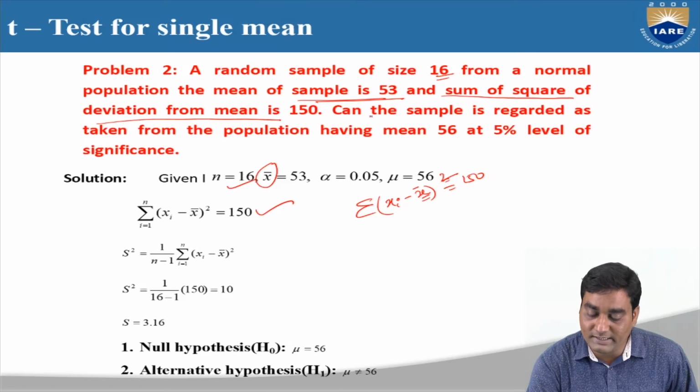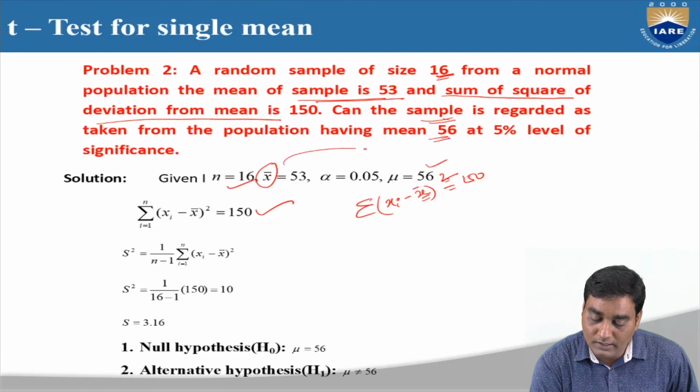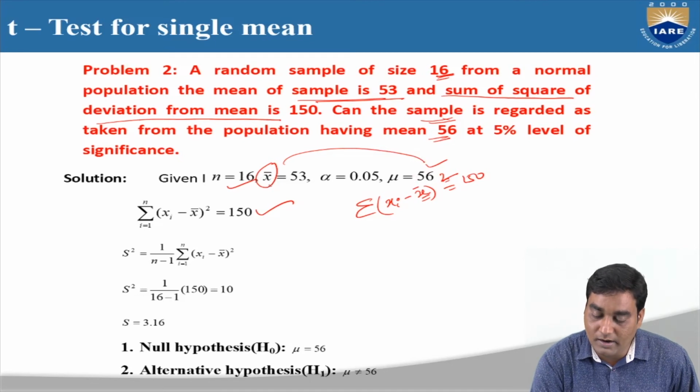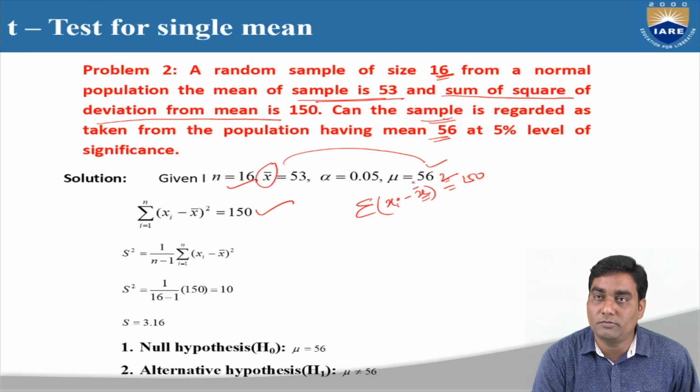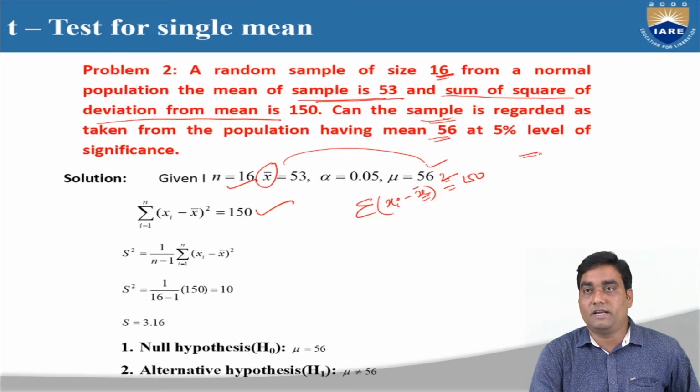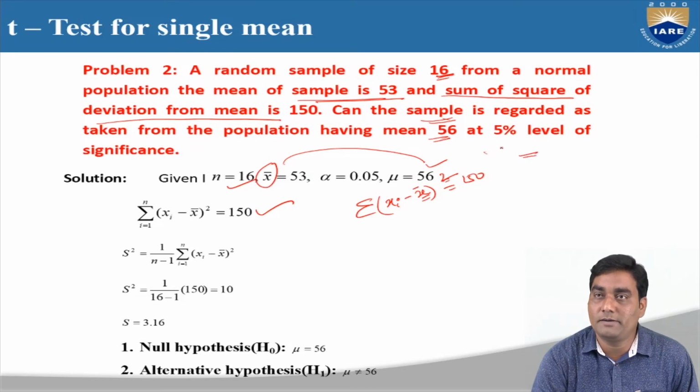Now the problem is, can the sample be regarded as taken from the population having mean 56? The sample size is 16. Is this sample taken from this population, where the population mean is 56? Is the sample x bar taken from the population mu equal to 56 or not at 5% level of significance? We are going to verify, where 5% means alpha, the level of significance alpha value.